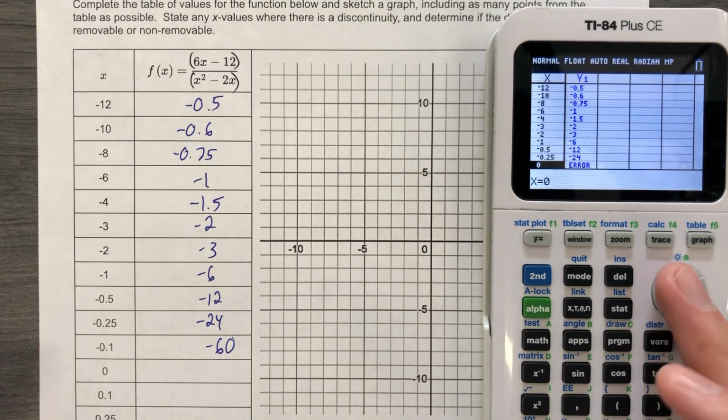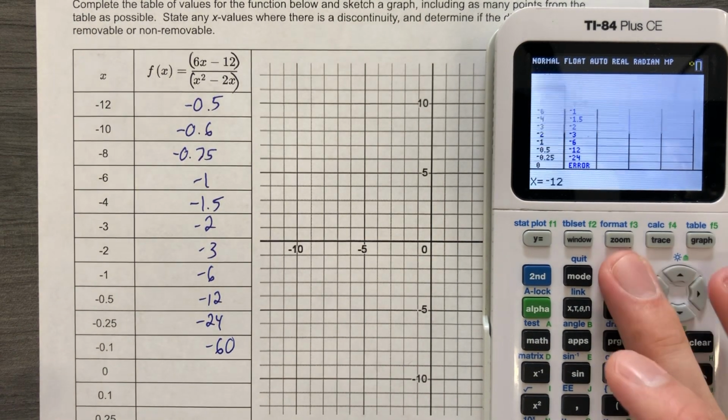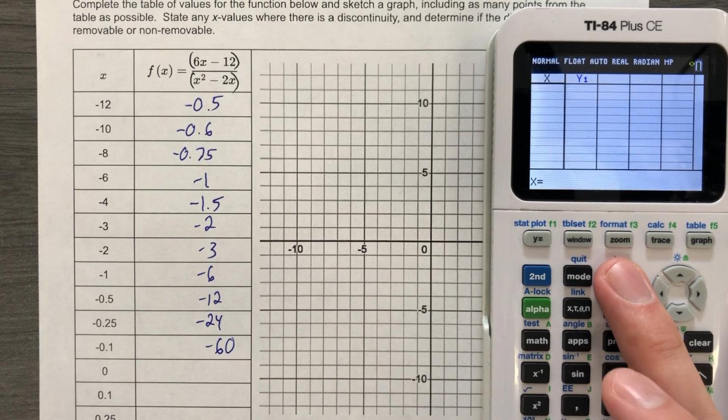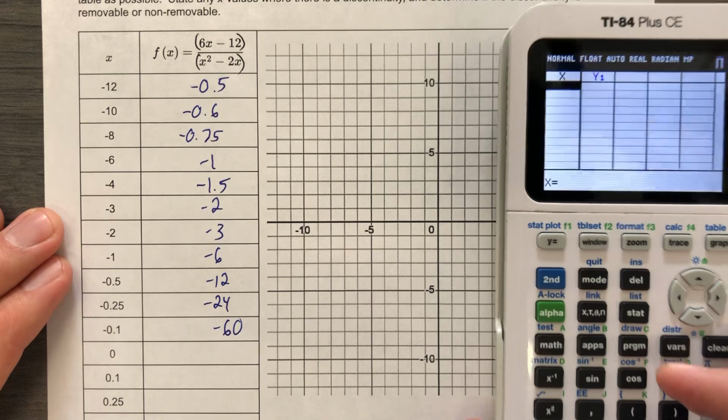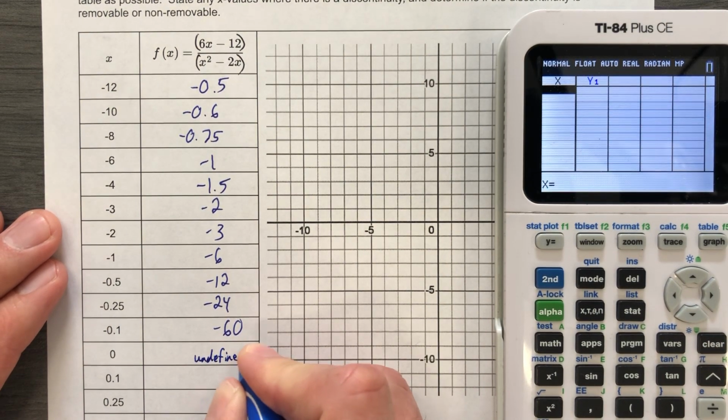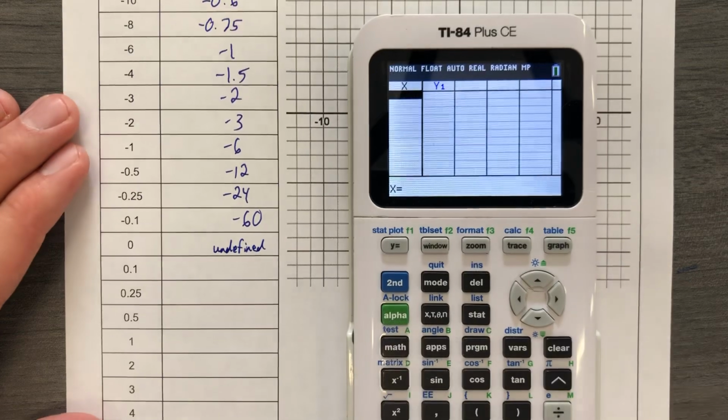Can't do it. Okay, so we're at the halfway mark. We still have the same situation where we're not able to divide by 0. That didn't change since we did the other problems. Still unable to divide by 0. So this one's going to be undefined. And we're going to keep going.